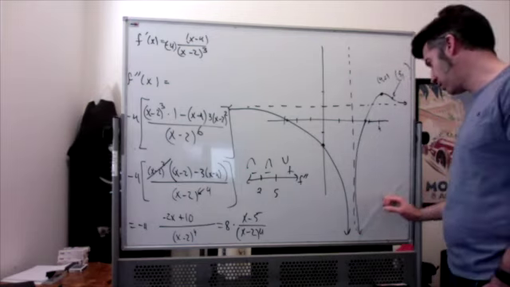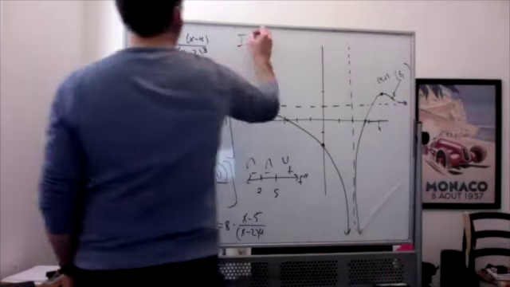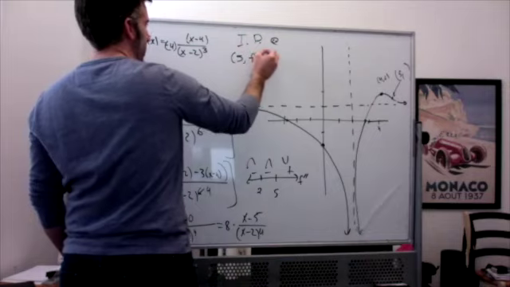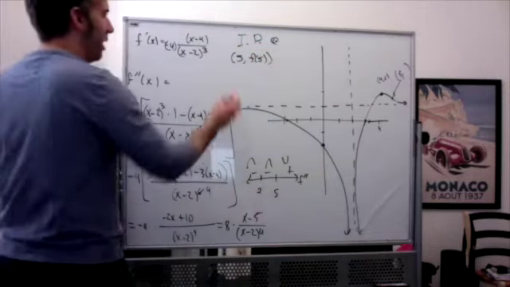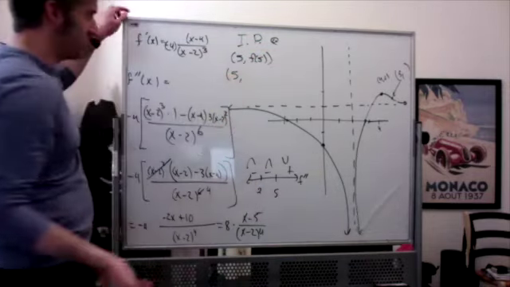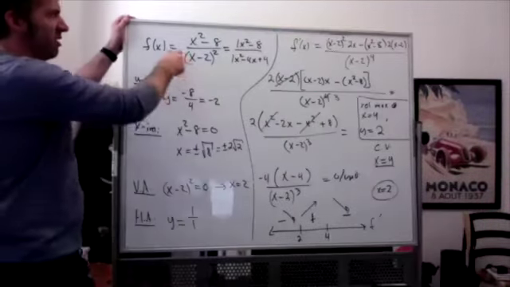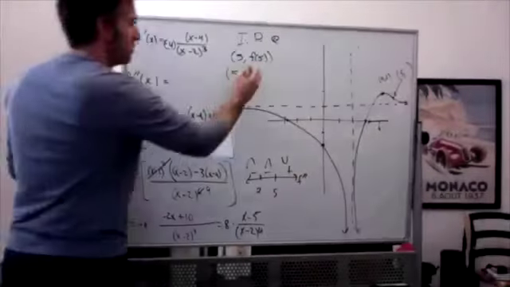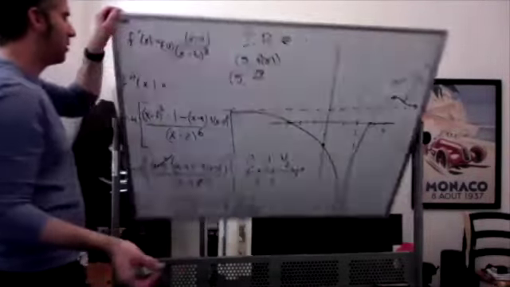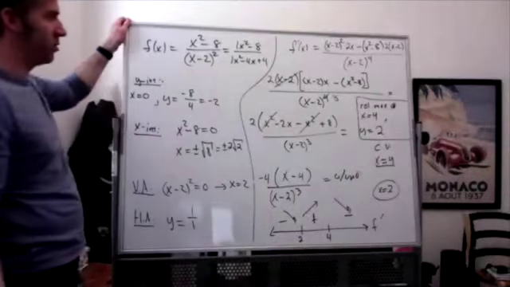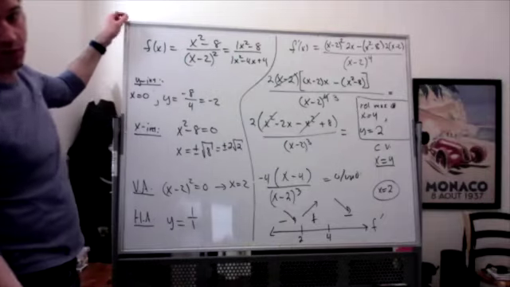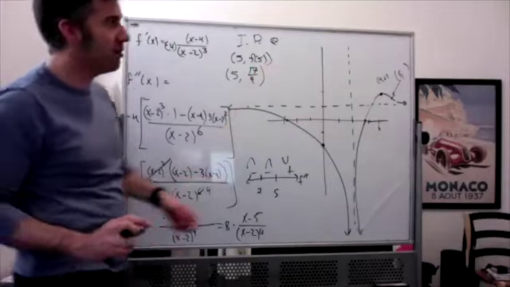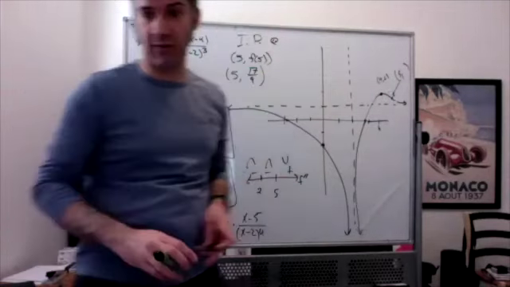So there's an inflection point at 5 comma f of 5, which we could find if we plugged in 5 to the function. It's going to be 25 minus 8, which is 17, over 5 minus 2 squared, which is 3 squared, which is 9. Which is just a little bit smaller than 2, which it should be because you have a relative maximum right there.